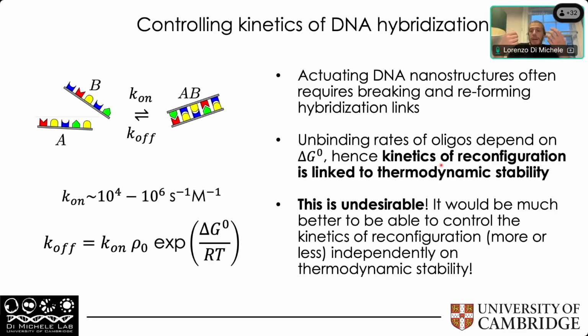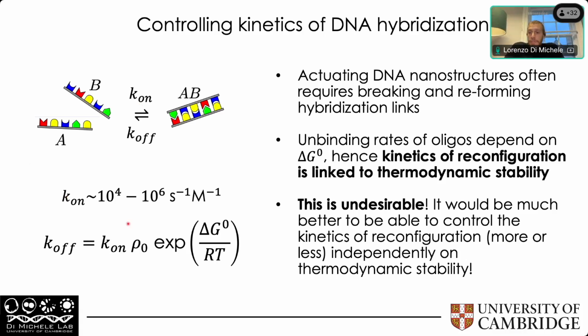So you can have two DNA molecules that bind and fall apart. And when they do this, your DNA origami might open and close. Your DNA condensate might assemble and disassemble. So that's the simplest thing that you can do. So what we want to do is basically control the kinetics of binding and unbinding of DNA molecules.